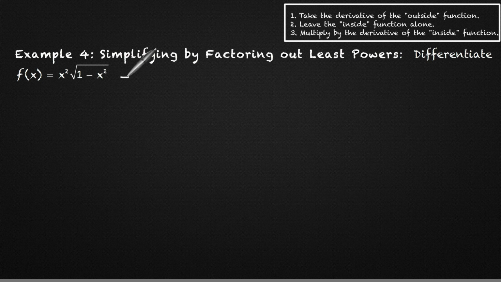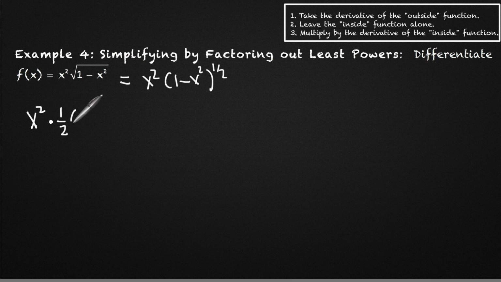I'm going to rewrite this as x squared times (1 minus x squared) to the 1/2 power. So let's start with the product rule. We have the first, which is x squared, times the derivative of the second function. Now this is where we need to use the chain rule, because the second function is a function inside another function. So we're going to do 1/2, leave the inside function alone, subtract 1 from the power, don't forget that part, and then multiply by the derivative of the inside, which is negative 2x.